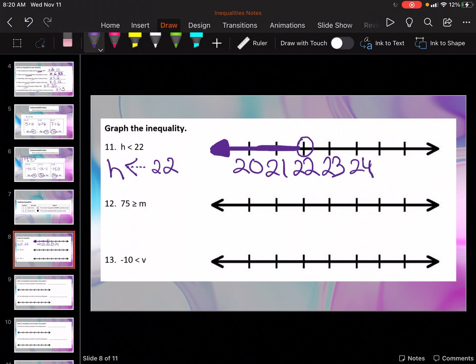So for this next one, I'm going to rewrite it with the variable on the left, and you just flip the sign. So M is less than or equal to 75. So I'm going to draw my numbers. It's going to be a closed circle this time because it could be equal to. And again, it's going to be pointing to the left because 74 makes this true, but 76 does not. Okay.